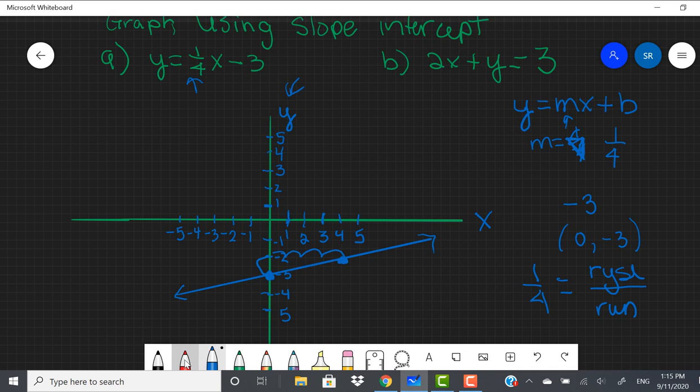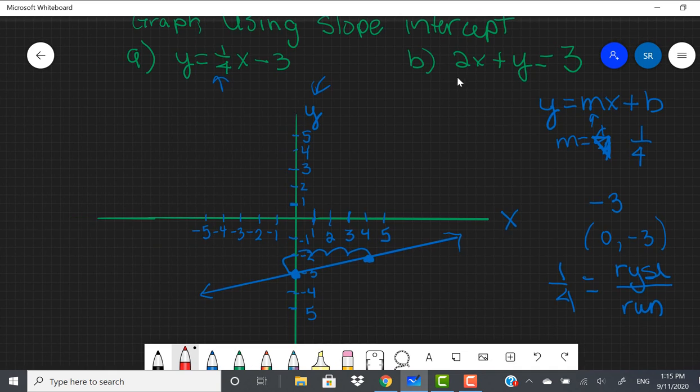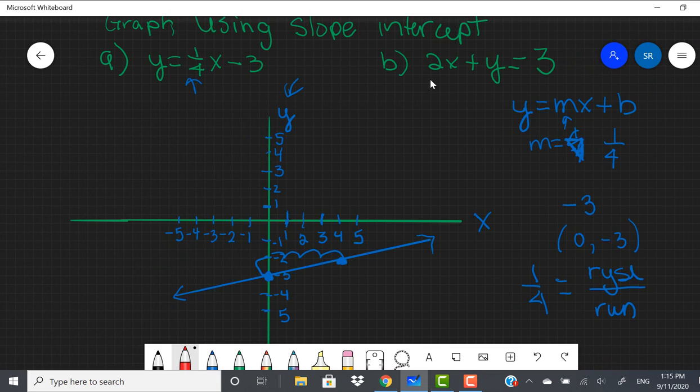And then really quickly, I'm going to use red to graph 2x plus y equals 3. That is going to be my next thing that I'm going to graph here. I'm going to go ahead and graph it on the same graph.